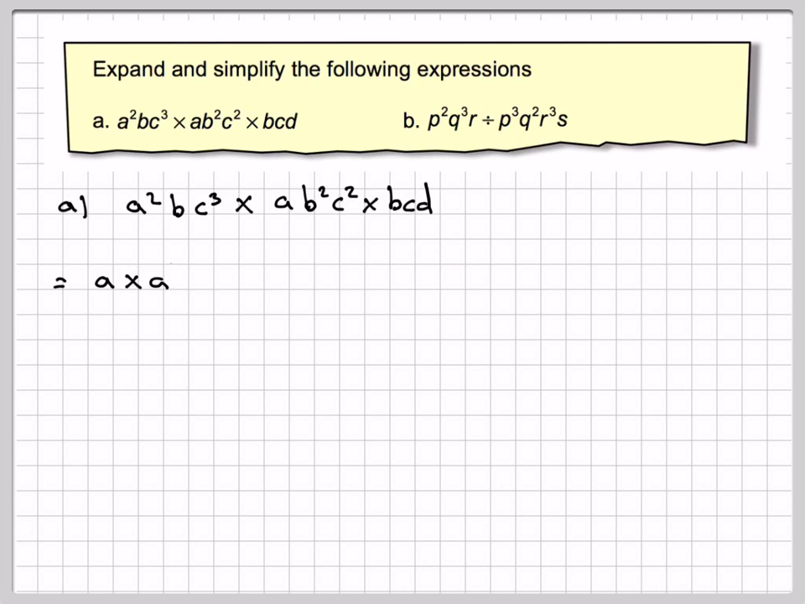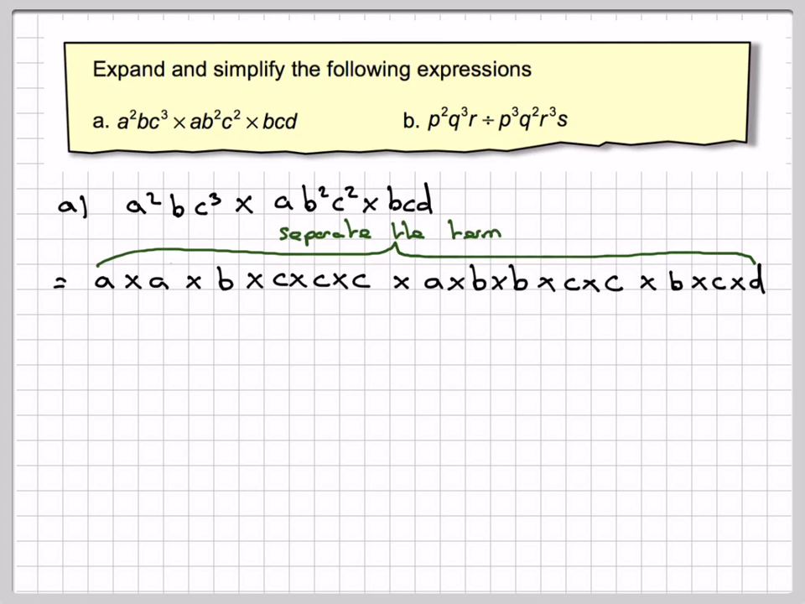So we're going to have a times b times c times c times c, multiplied by a, b times b, times c, times b times c times d. If there's no symbol in between these, it means multiply. So what we've done there is we've separated the terms.